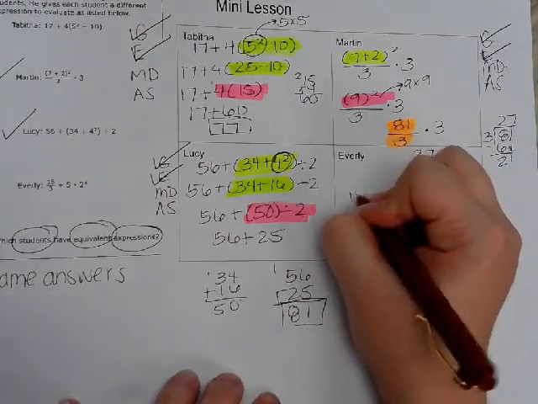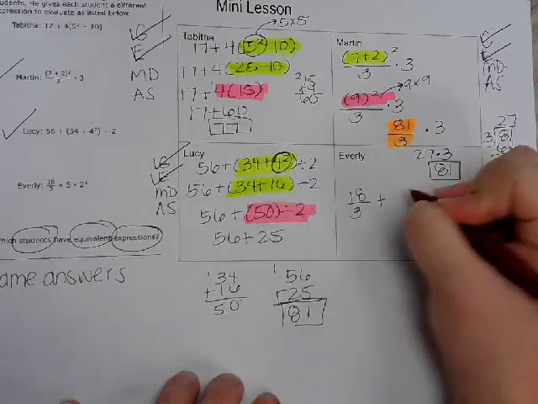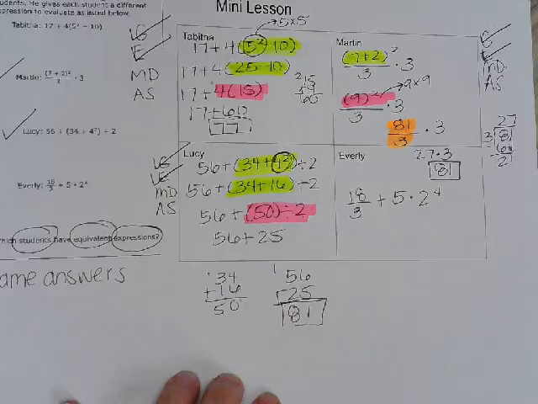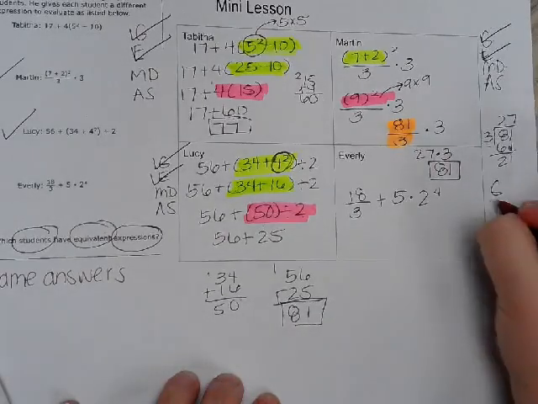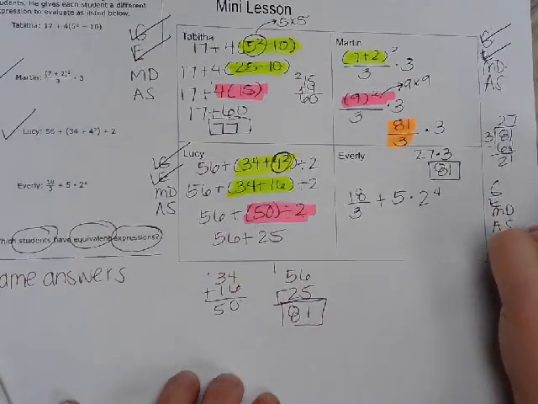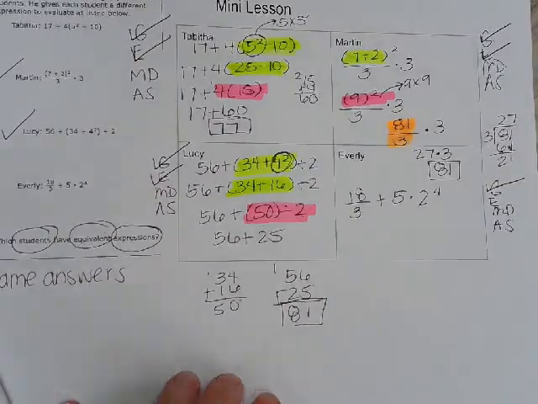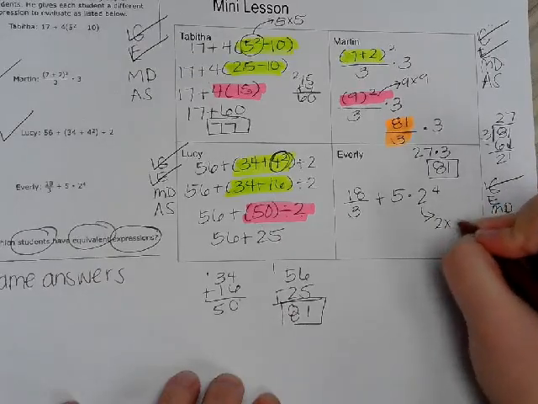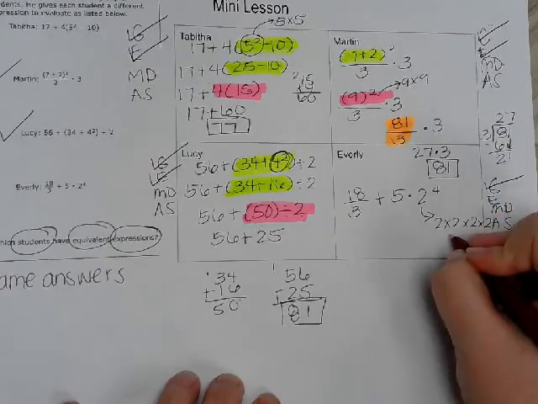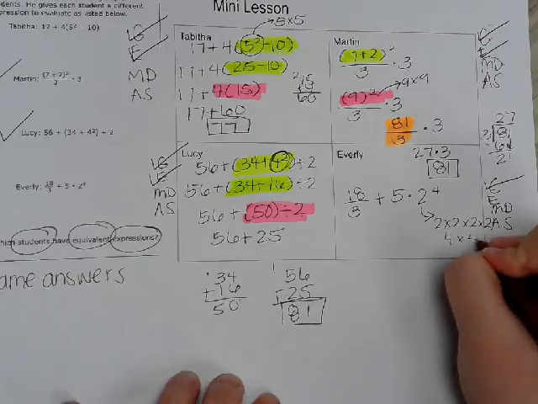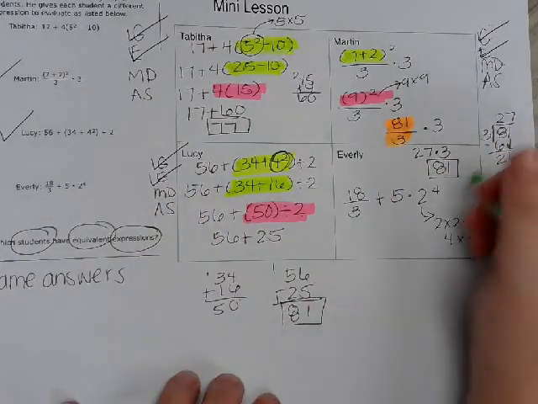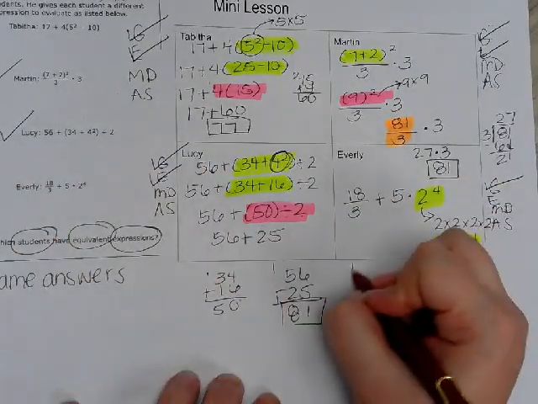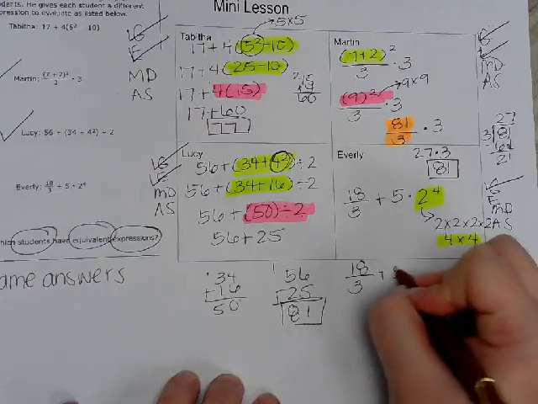So Everly has 18 over 3 plus 5 times 2 to the 4th power. Okay, I'm going to write my GEMDAS. I have no grouping, so I'm not going to do that. Next is exponents. So that is 2 times 2 times 2 times 2. 2 times 2 is 4. 2 times 2 is 4. So that's going to get me 16. So we have 18 over 3 plus 5 times 16.